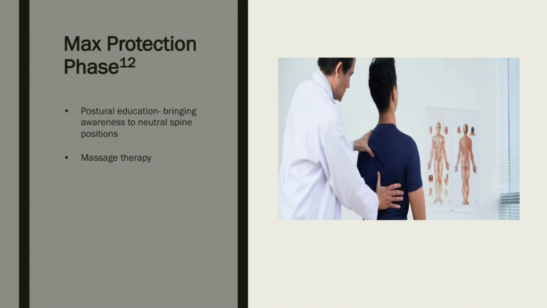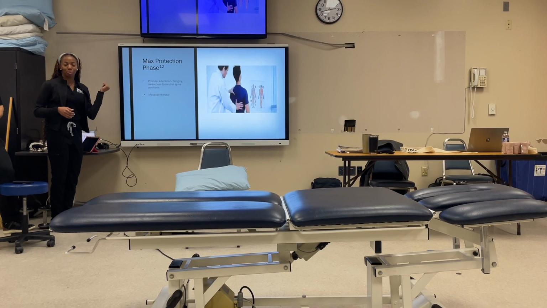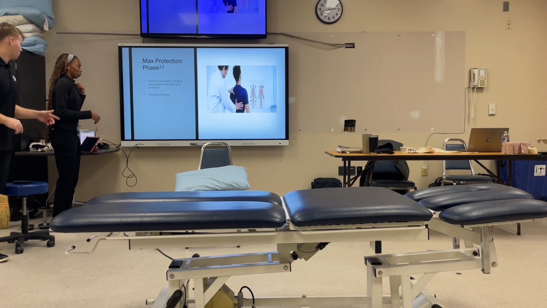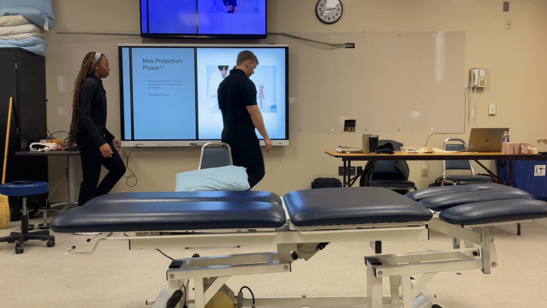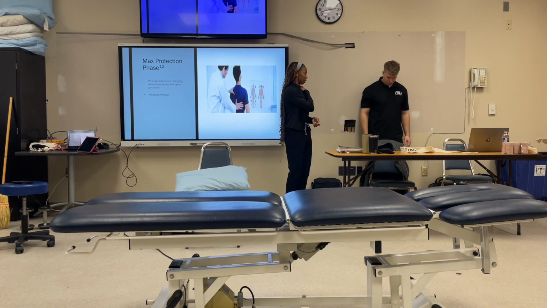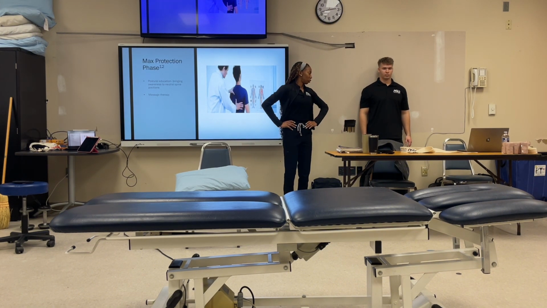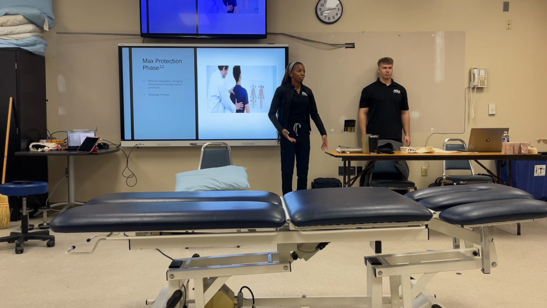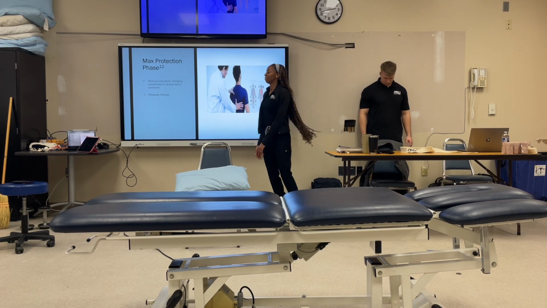And to find neutral spine, we know that it's a slight lordotic curve of the lumbar spine, so you just want to tell them to have a slight tilt anteriorly. And to find that, you can have them stand up against the wall, make sure their shoulders are touching, and then do a slight tilt back. And when their butt touches the wall, that's when you know you found your neutral spine.